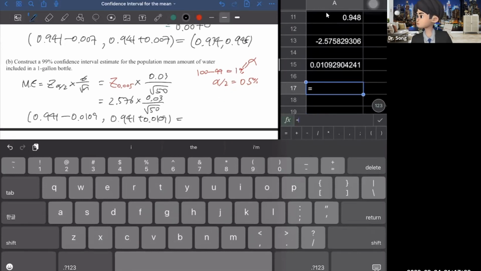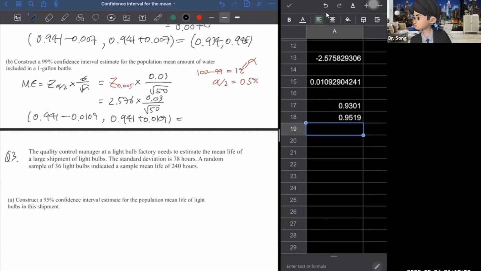So put the equality 0.941 minus 0.0109. That's the lower bound. And the upper bound is 0.941 plus 0.0109, that gives me the upper bound. So let me put the answer here, 0.9301. That's the lower bound. Upper bound is 0.9519.